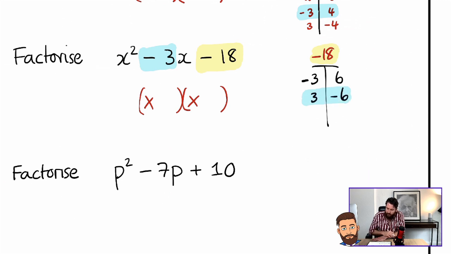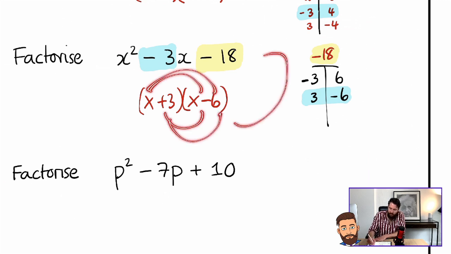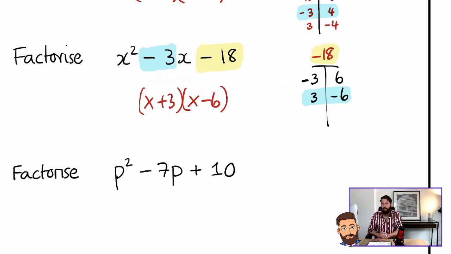3 and -6. Putting those in, we're going to have +3 and -6. And again, if you wanted to, you could expand that out and check for yourself that it does in fact make x squared minus 3x minus 18.